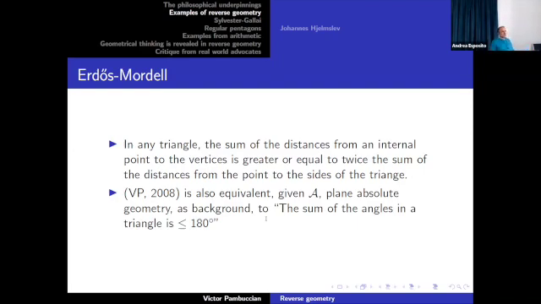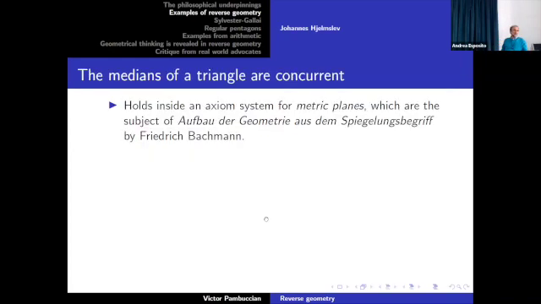And in 2008, I showed that this is equivalent, again, just like Pompeiu's theorem, to the sum of the angles of a triangle being less than or equal to 2 right angles. So what about if we move now to Johannes Hjelmslev?